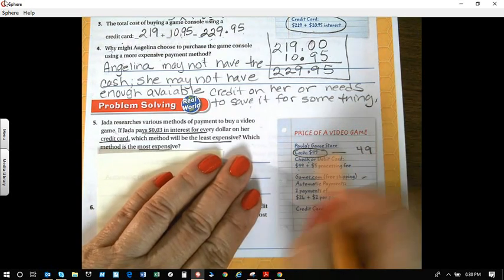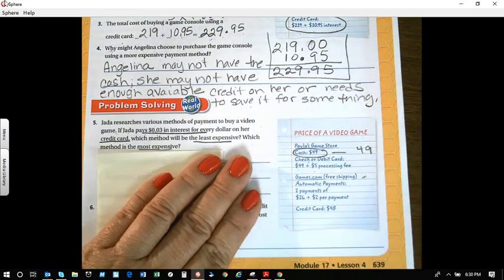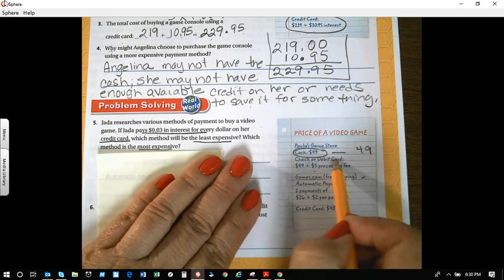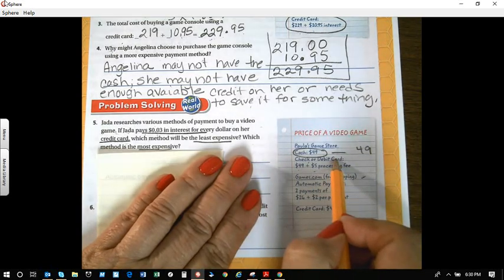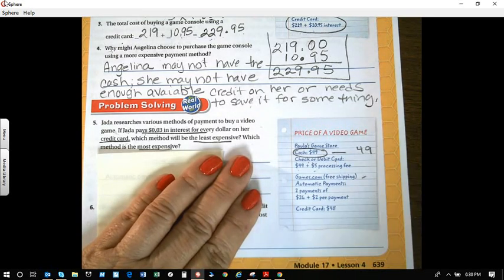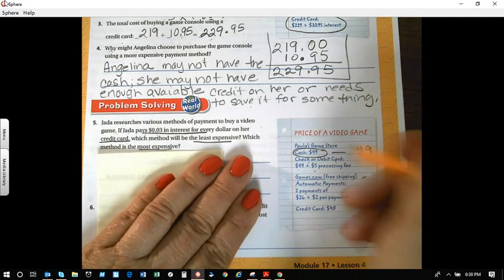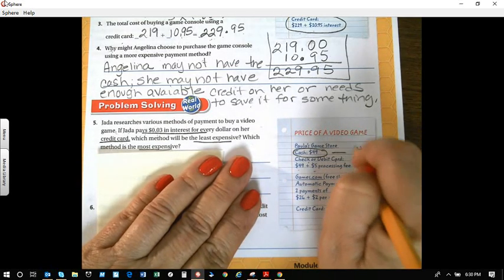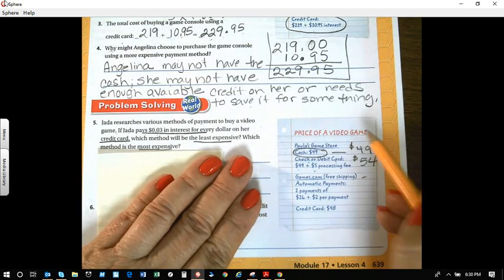So she went into Paula's Game Store. They said if you write a check or if you use your debit card, it's going to be the cost of the video game plus $5 charged for using this other payment. So what is 49 plus 5? That's right, 54. I'm dealing with money, so I want to make sure I have my dollar sign.